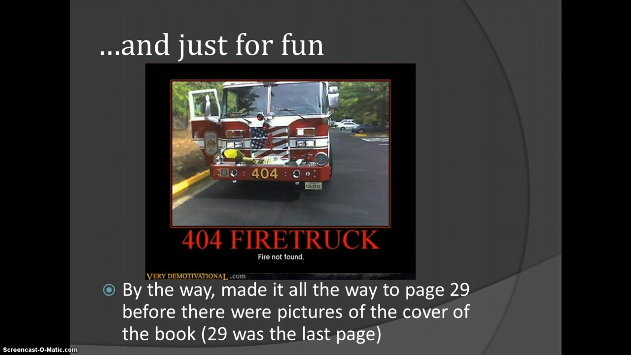And by the way, I made it all the way to page 29 of the Google Images, which was the last page, before I found any images of the book itself. And like I said, there was very little to do with web security. This one I had to include though, because it just made me laugh, the 404 fire truck. So I threw it in there just for your entertainment.